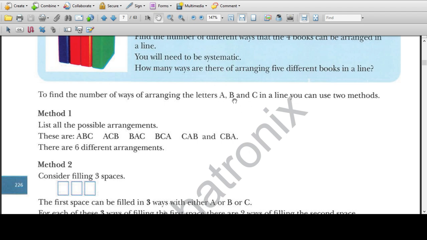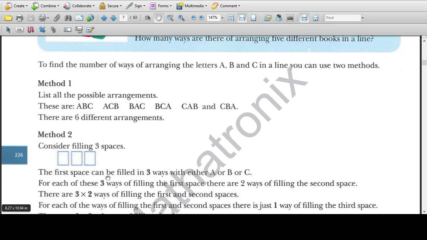Similarly we have these 3 letters ABC, and for the first letter, whether A, B or C, there are 3 options. If one is placed, then the remaining have 2 options, and the last one has only 1 option. So the first letter has 3 ways of being placed, the second letter has 2 ways, and the third letter has 1 way. So it becomes 3 into 2 into 1.